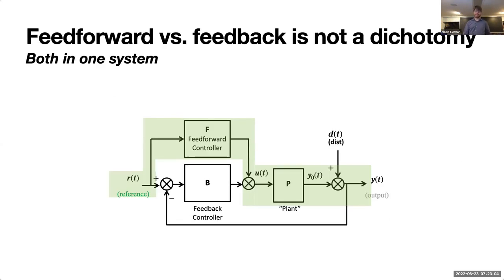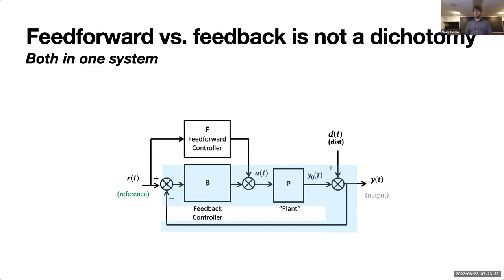But this is, again, not a dichotomy. You can actually have both in one system. Here's an example, a very, very common engineering control architecture where you take a reference signal and pass it through a feedforward controller, and you will see that the processing of that feedforward controller never has any knowledge of the ultimate output of the system. But if everything goes well and you've perfectly inverted your plant, then your output will do exactly what you want and your feedback doesn't have to do anything. But any small variations in your output can be corrected via feedback through that loop there.